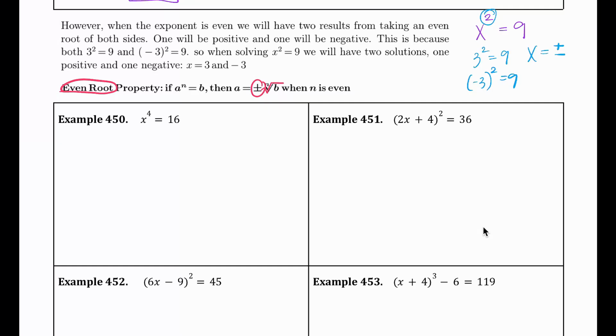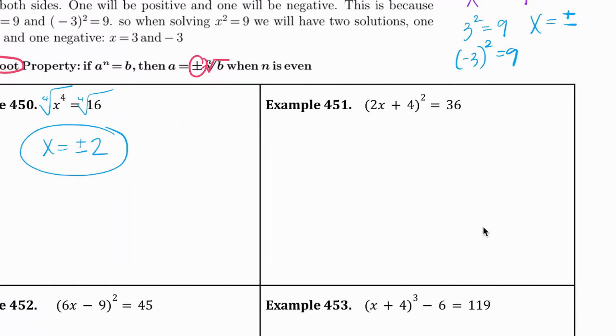So for example 450, I have x to the 4th equals 16. So I'm going to take the 4th root. So I get x equals plus or minus. When we have an even root, we have to put plus or minus. And the 4th root of 16 is 2. So our solutions are positive 2 and negative 2.